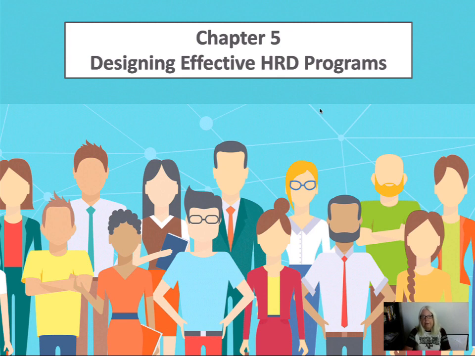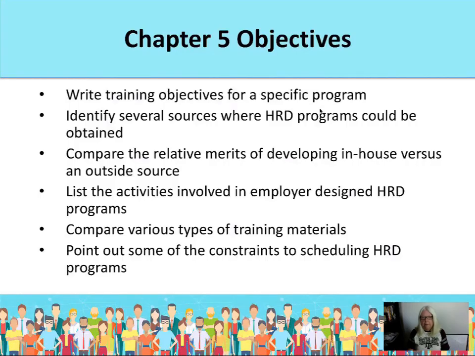In Chapter 5 we'll be talking about designing effective EHRD programs, which is the second step of the process model that we started last week. Last week we talked about the first step, which was doing a training needs analysis. So after conducting the training needs analysis and finding that training will fix the problem, then we move on to this phase where we actually design a program.